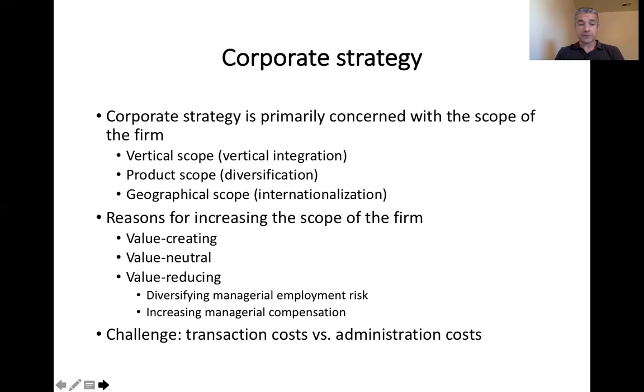There are multiple reasons for why firms engage in managing their scope. Previously we talked about managing scale, and you remember that managing scale results primarily in one of the two possible business level strategies, cost leadership and differentiation. So here we have three groups of reasons why companies may decide to operate in more than one industry. Some of those reasons are value creating.